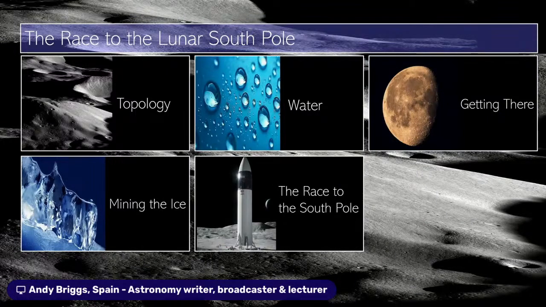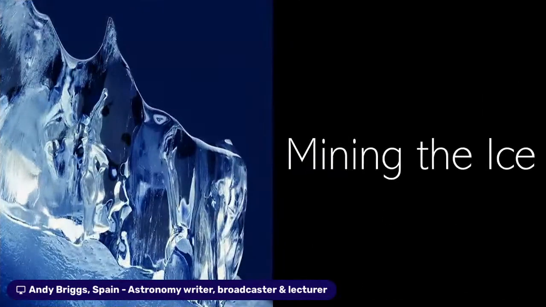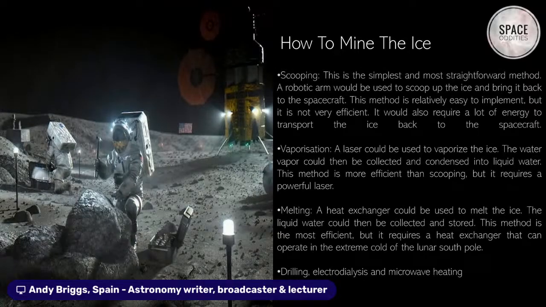Assuming that everything goes well, they want to get at the water. So how do we actually extract ice and water from the moon? Well, you've got a number of different options for getting it out. You can scoop it with a robotic arm, but it turns out that's not very efficient and certainly not energy efficient. You can use a laser to vaporize the ice and then collect the water vapor.